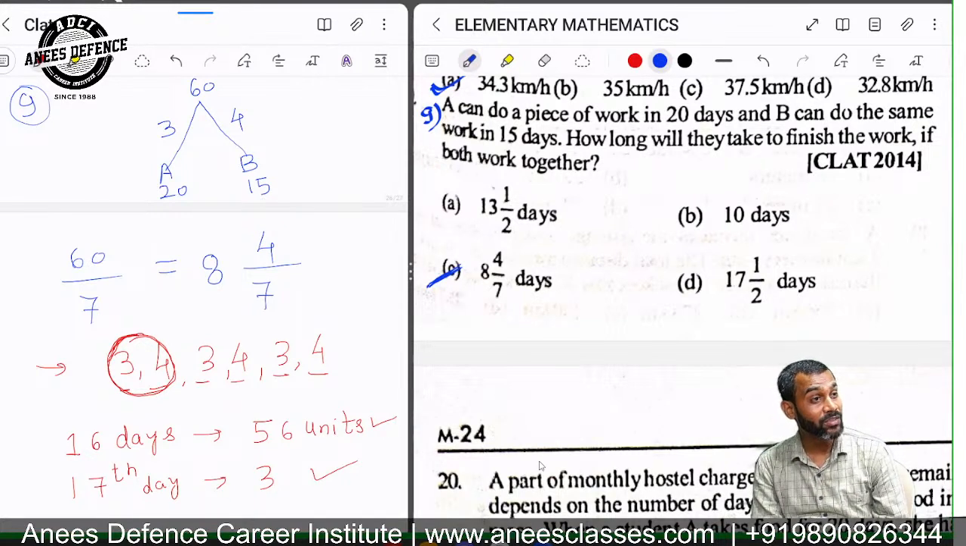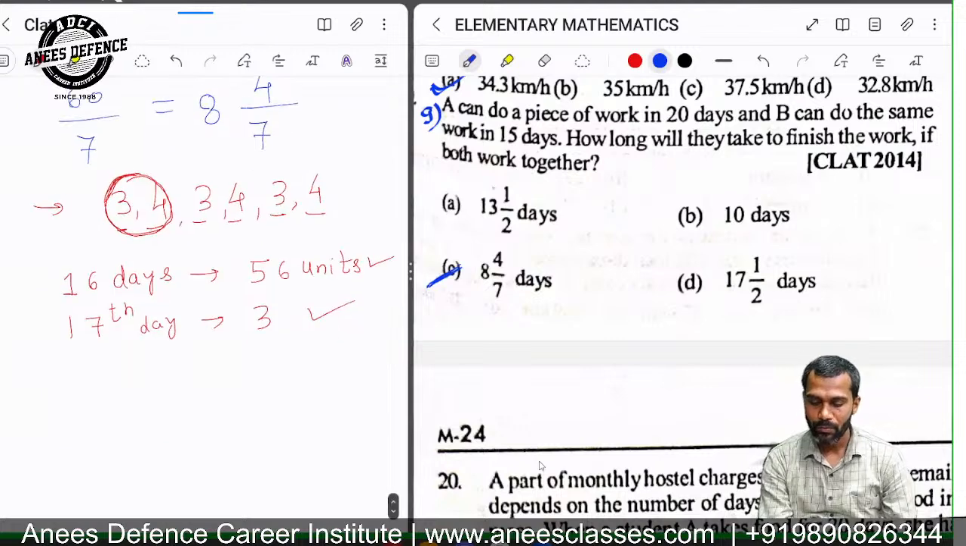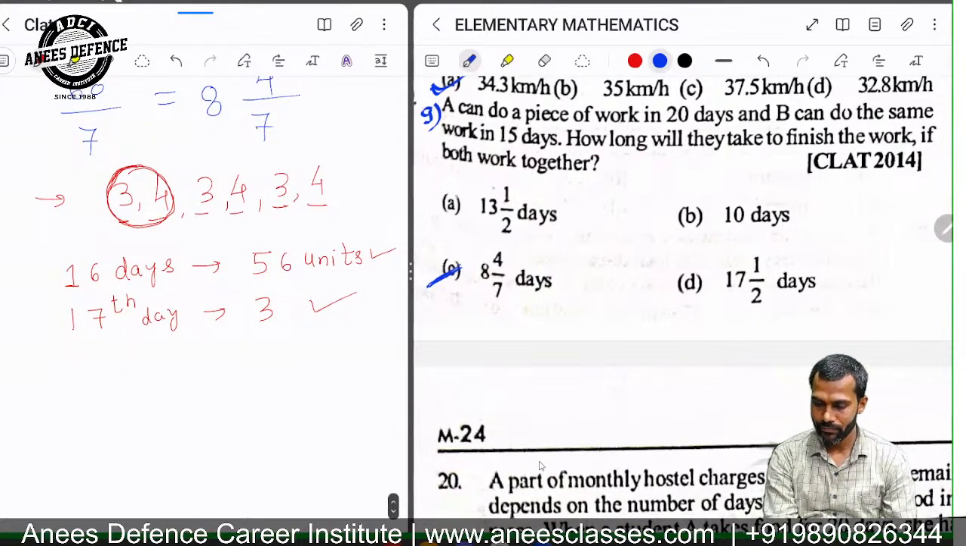In how many days? The 18th day. But what fraction of the whole day will be needed? 1 by 4, only 25% of the 18th day will be needed. So can I say 17 days plus 1 by 4 day? That is 17 1/4 days will be needed to finish the whole work if they work alternately. Is it clear? Purva, have you understood? Yes, sir.